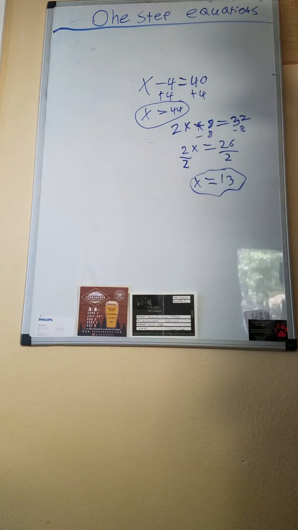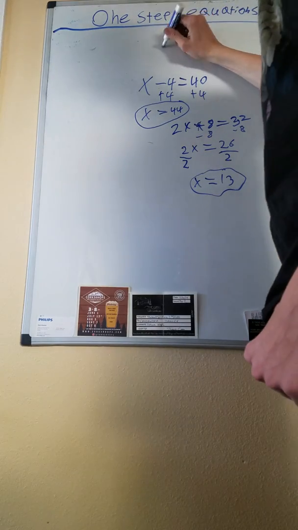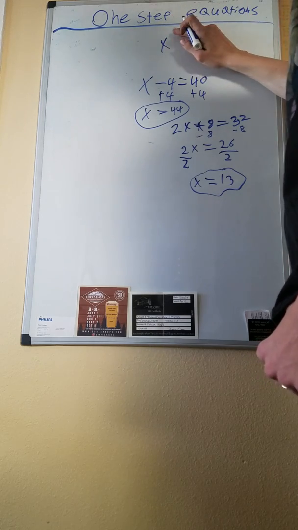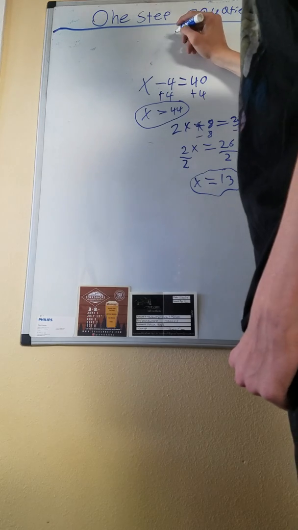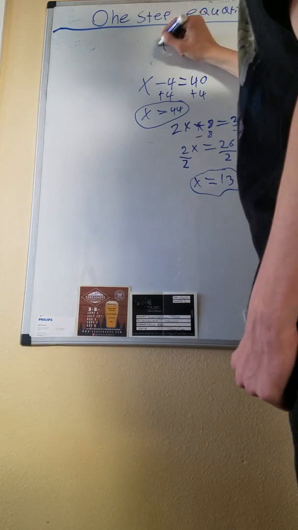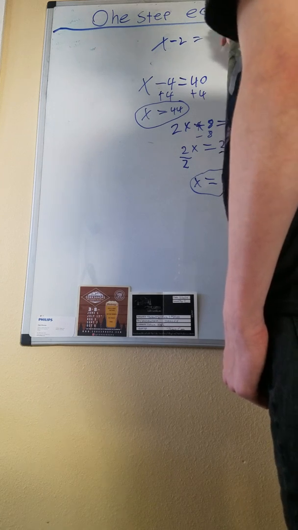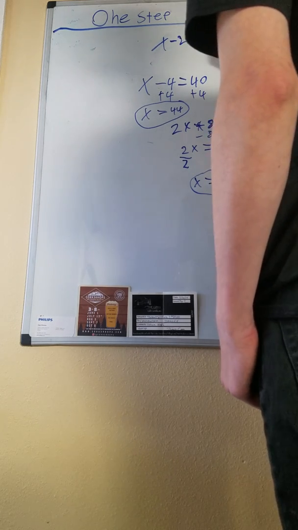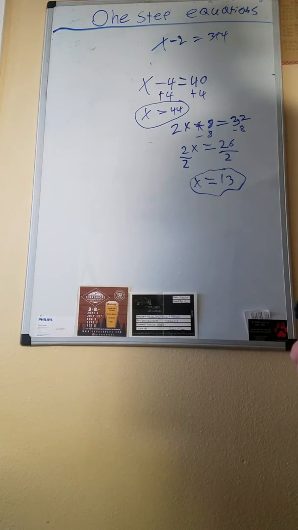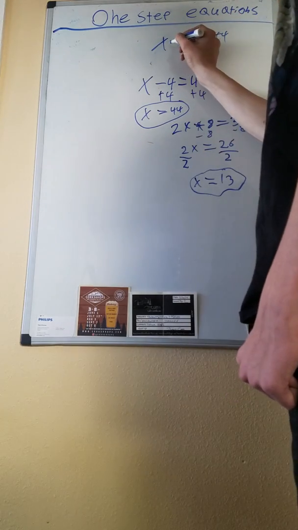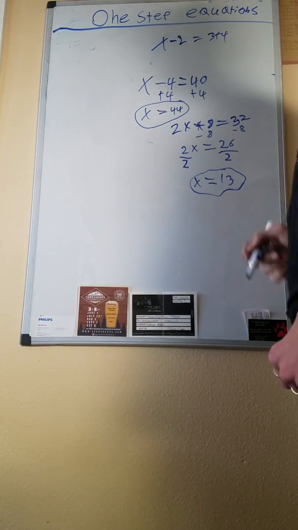The most common mistakes that are made in one-step equations are people forget to isolate the x, and then they can't solve the problem at all. For example, if I didn't isolate the x, say x minus 2 equals 3 plus 4, and I just try solving this by itself, it will not work.